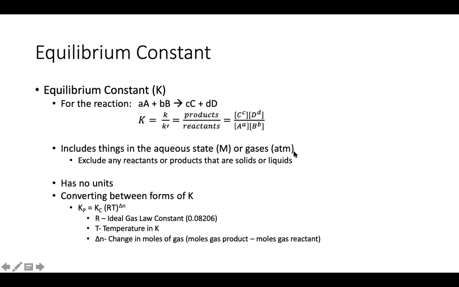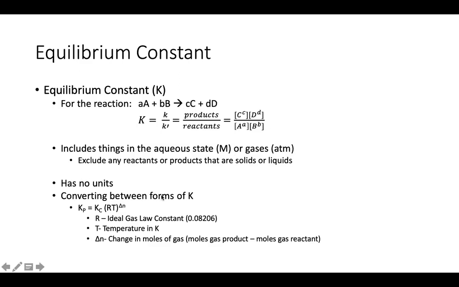Now it's really, really important, and students will forget this on the exam, it is important to exclude any reactants or products that are solids or liquids. Okay, so if a certain reactant is a solid or liquid, you just completely ignore it when writing the equilibrium constant and solving for it. Okay, just a couple other theoretical notes.